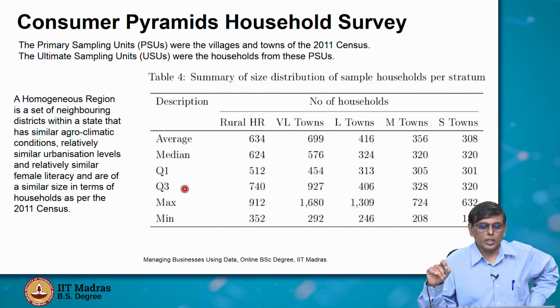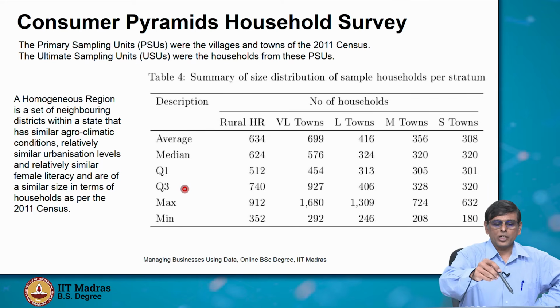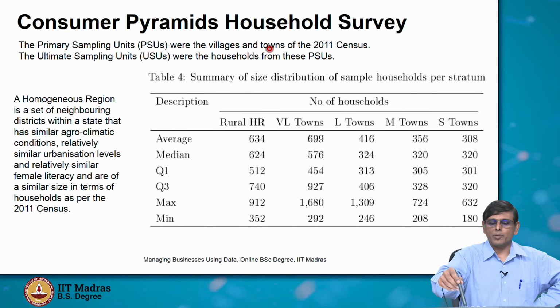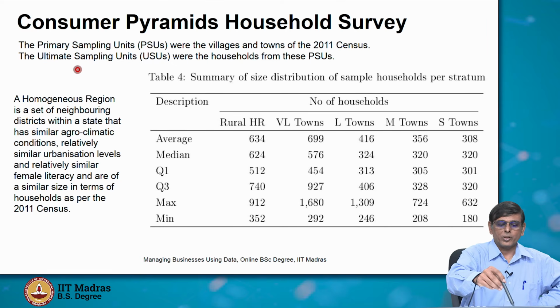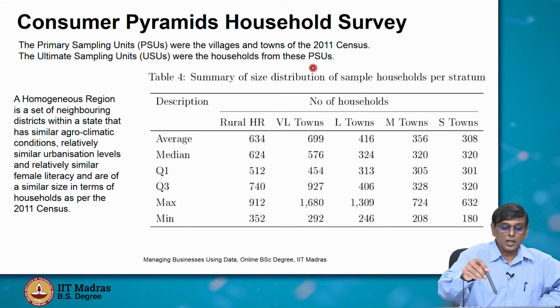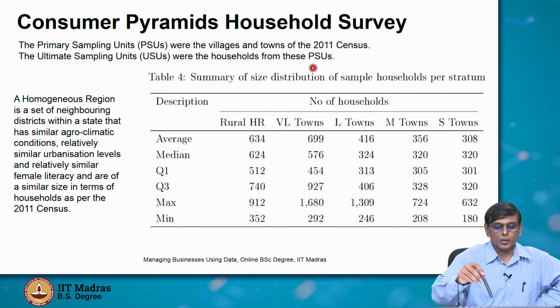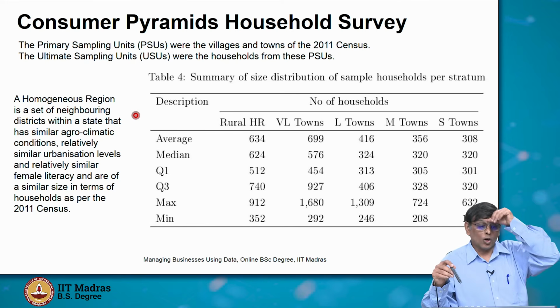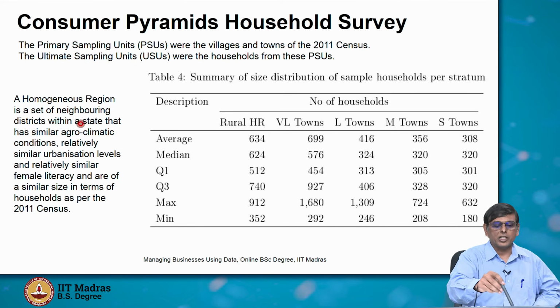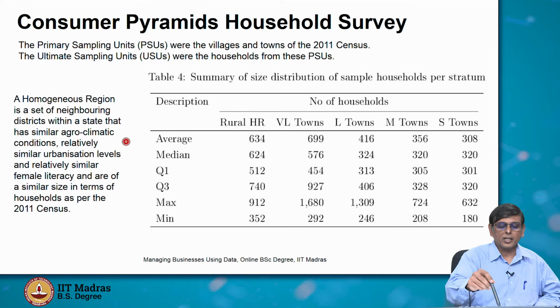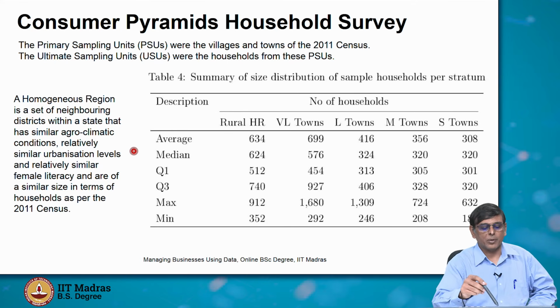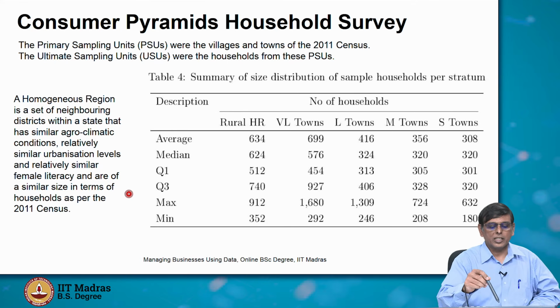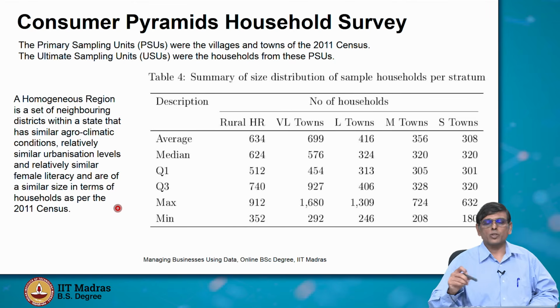So what exactly do they do? How do they do their survey, right? So first thing they do basically is they identify what are called primary sampling units, which are based on the census, right? How the census is done. Remember, census covers everybody. So based on that, they can choose the primary sampling units, and they group. So then from this, they create something called a homogeneous region. Okay, a homogeneous region is a set of neighboring districts within a state that has similar conditions. So relatively similar urbanization levels, similar female literacy, similar size in terms of households as per 2011 census.